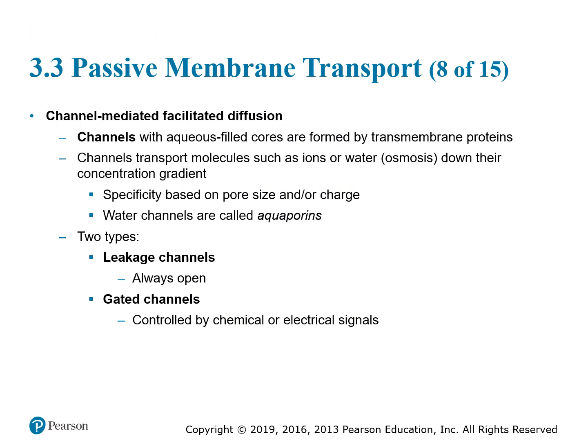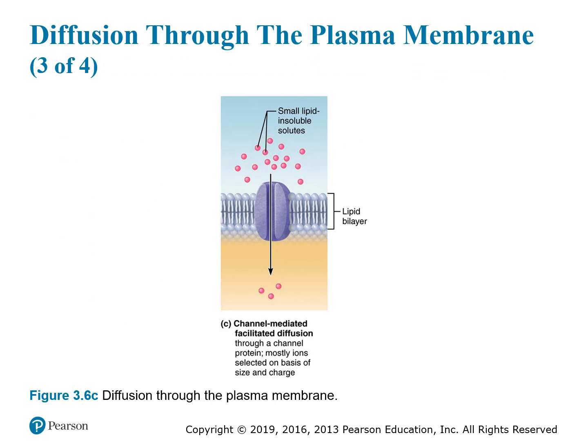If it's channel mediated, the channel will usually have some kind of pore that moves all the way through the membrane, so it is transmembrane, and then the molecule will just follow the flow of water or extracellular fluid or whatever it is. And so this specificity then will be based on the pore size as well as the charge. If it's a water channel, for instance, we call it an aquaporin. And you have two types of these. You have the leakage channel, which will always be open, and a gated channel, which has to be controlled by a signal of some kind, either chemical or electrical.